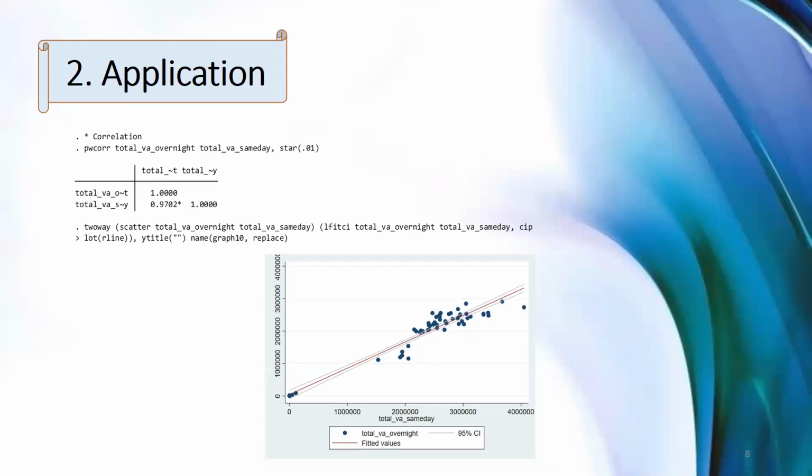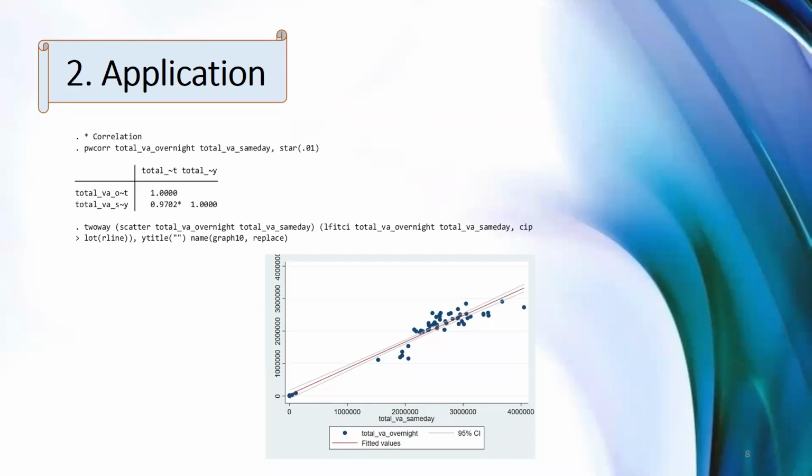So Stata is going to run the second line of code, which is the pwcorr, which is the Pearson correlation, pwcorr. And then we're going to put the 2 variables of interest, which is the overnight and the same day variable, comma, and then we put star 0.01. So this means if the correlation is significant at 1% level, then please put a star next to it. And then we're going to have this small table down here.